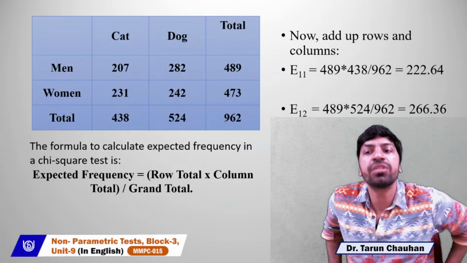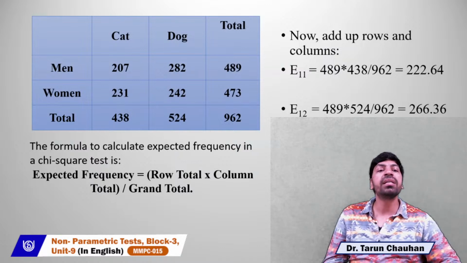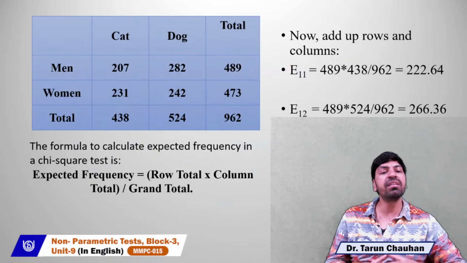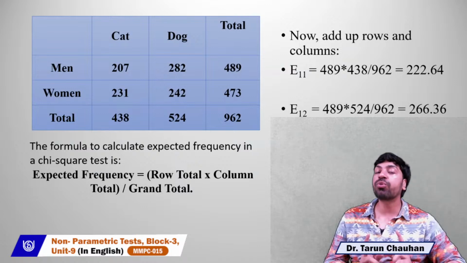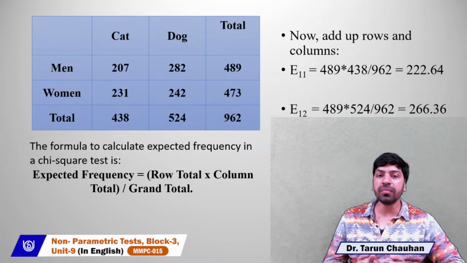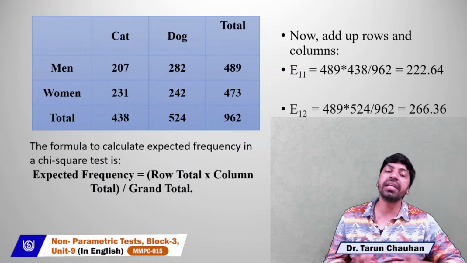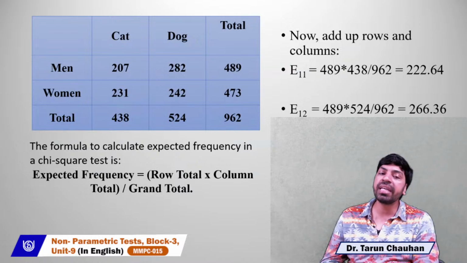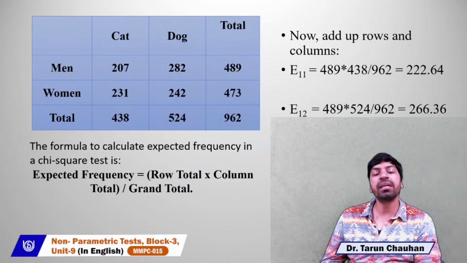That means 962 is the grand total. Now the next step is to calculate the expected frequency in the chi-square test. What is the formula of expected frequency? It is equal to the row total into column total by grand total. So once you add up all the rows and columns, the next step is to calculate the expected frequency, and the formula is row total into column total by grand total.